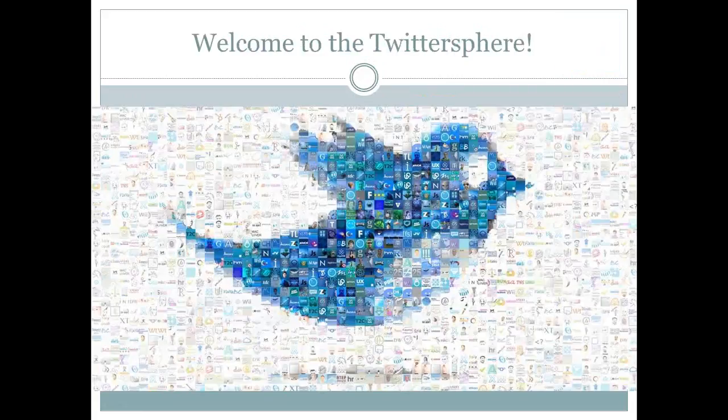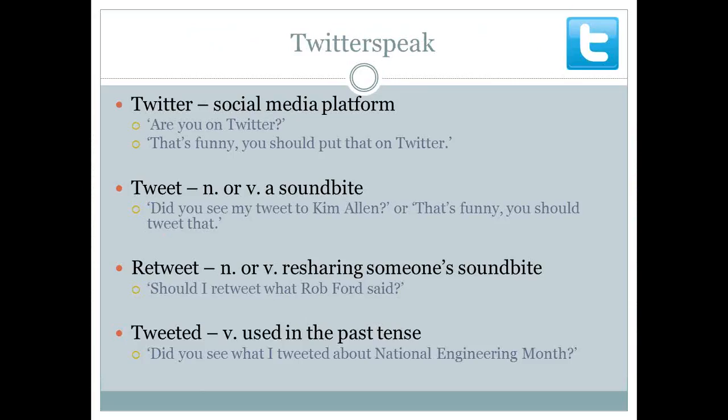So Twitter is the next topic I wanted to cover, and they say that Twitter sphere is what they refer to this. It really is an entire world. It's a social media platform. It's also a noun or a verb, so you could say, did you see my tweet? That refers to a single post you've produced on Twitter. Or, you should tweet that, is the act of creating a tweet. So hope you follow me there.